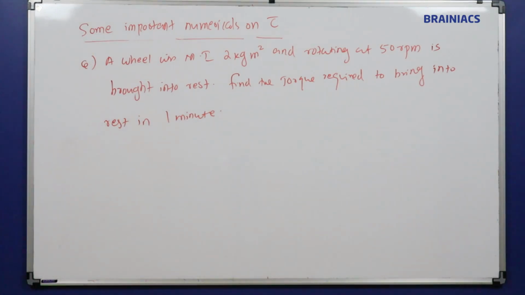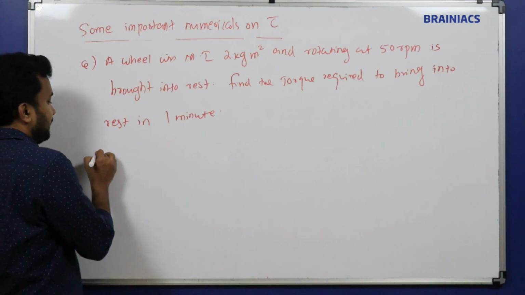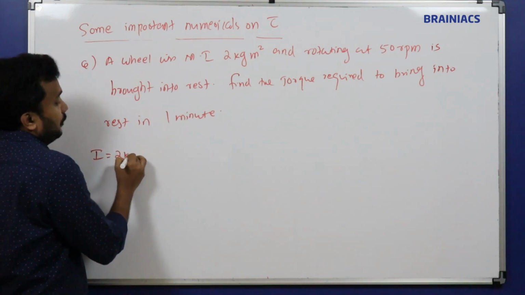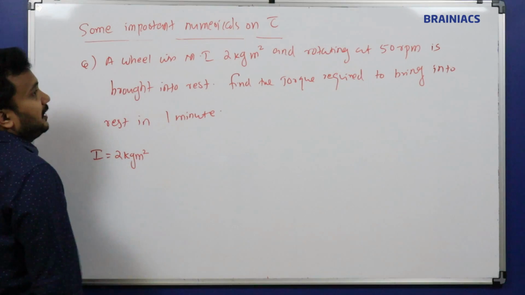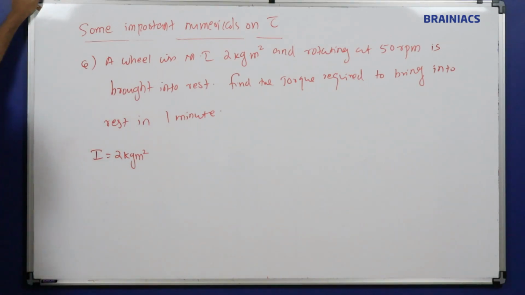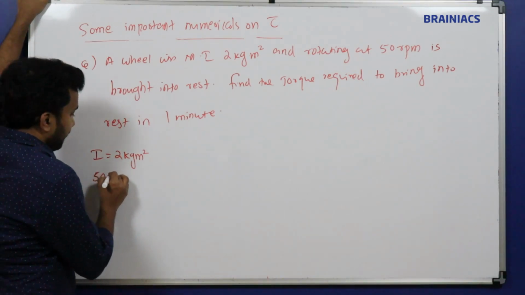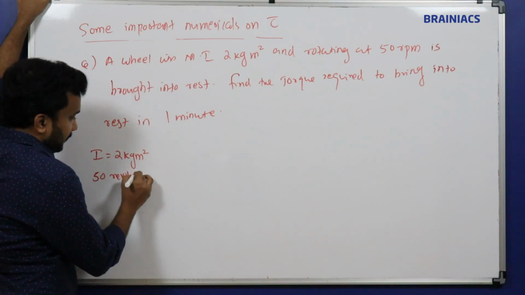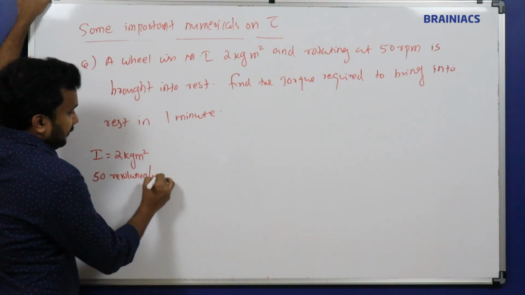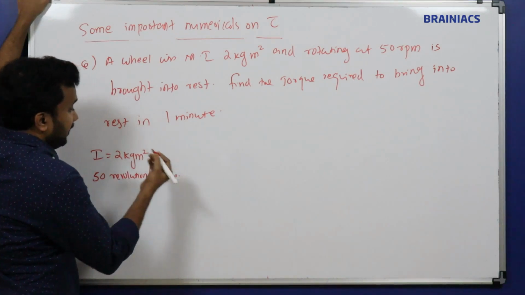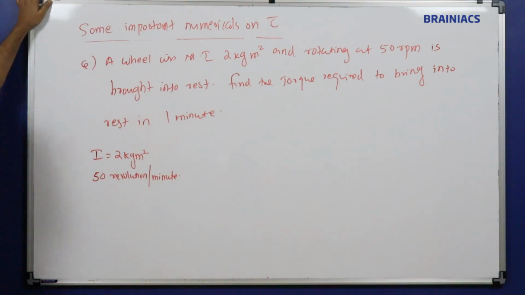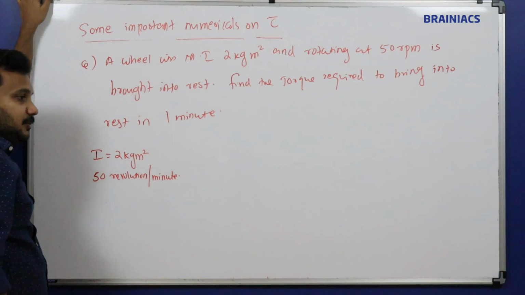What are the things which are given to us? You have to tell me what is really given in the question. A wheel with a moment of inertia, so I is equal to 2 kilogram meter square is given. Rotating at 50 rpm, 50 revolutions per minute, which means in 1 minute 50 revolutions.